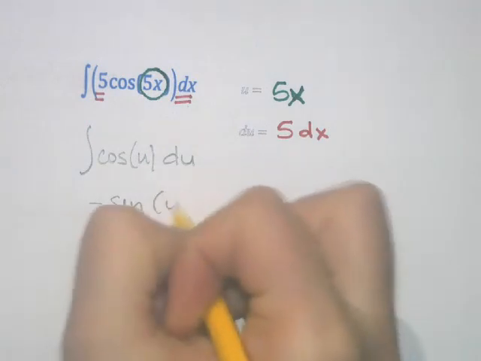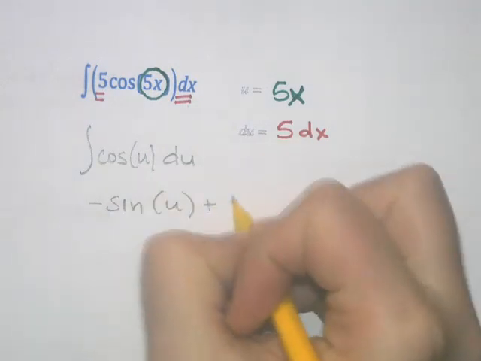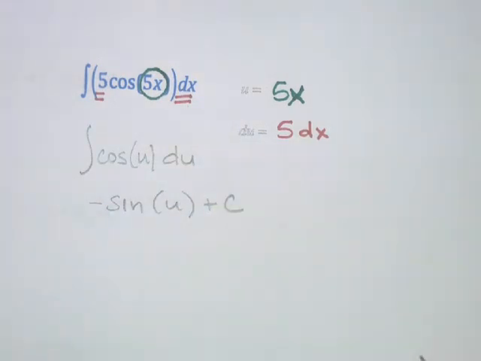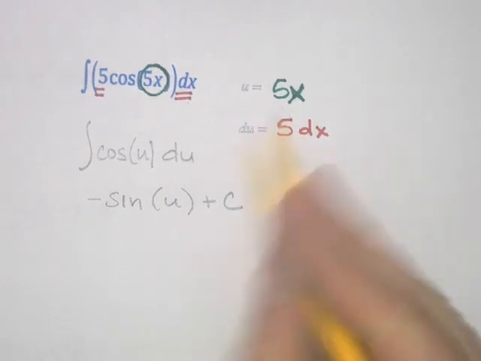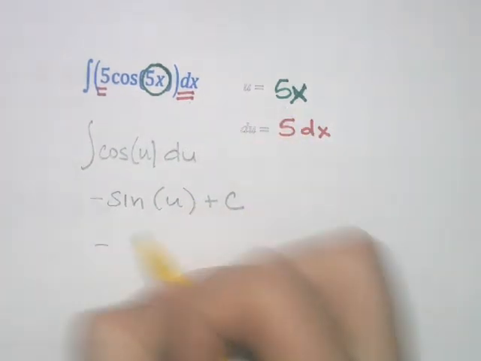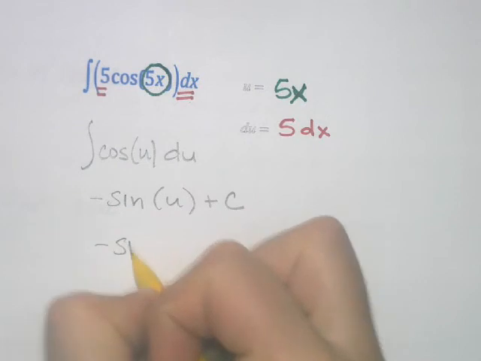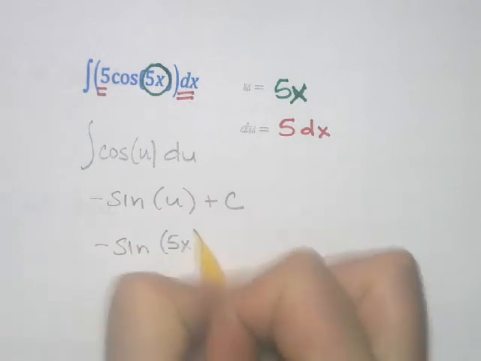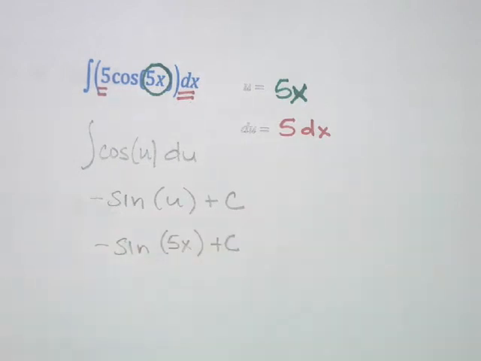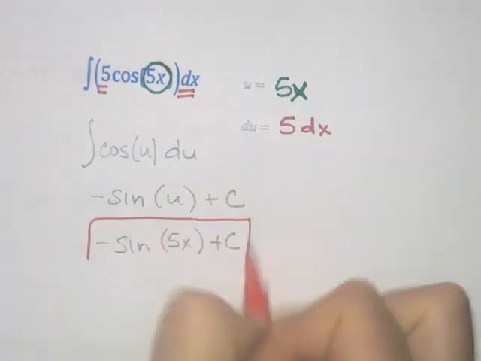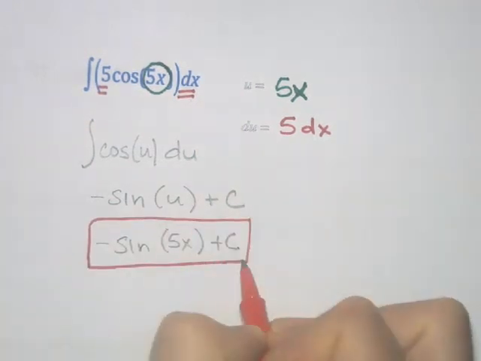So the antiderivative of cosine is negative sine of u plus c. So I'm just going to go and fill in. Instead of u, I'm going to turn it into terms of x. So negative sine of 5x plus c for my final answer.